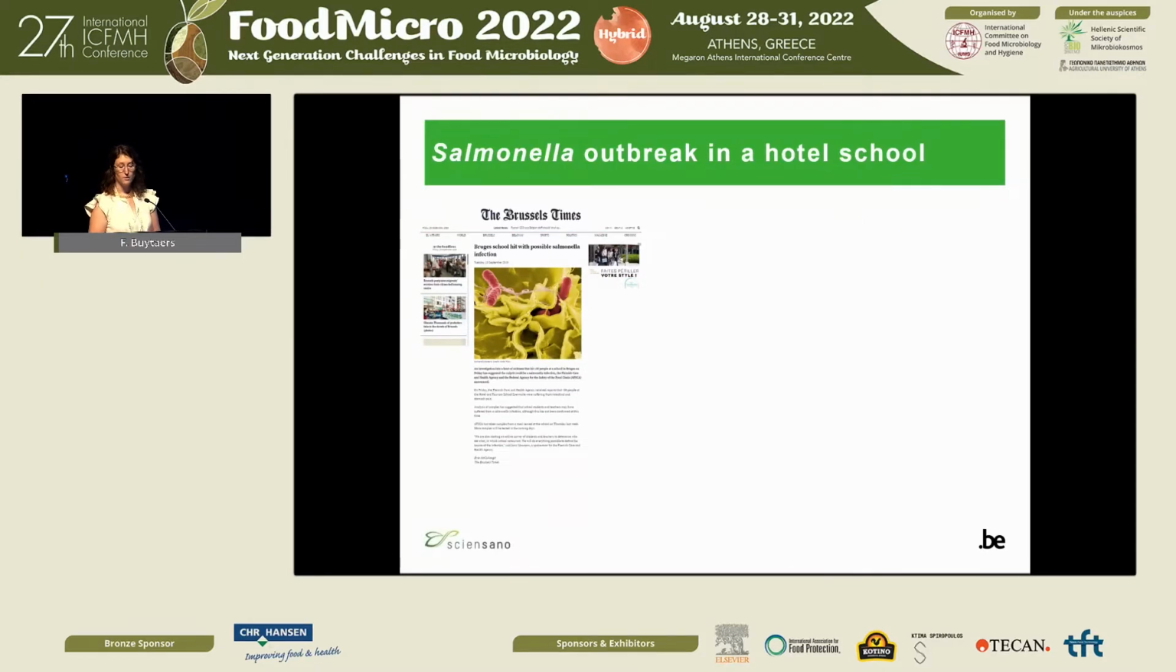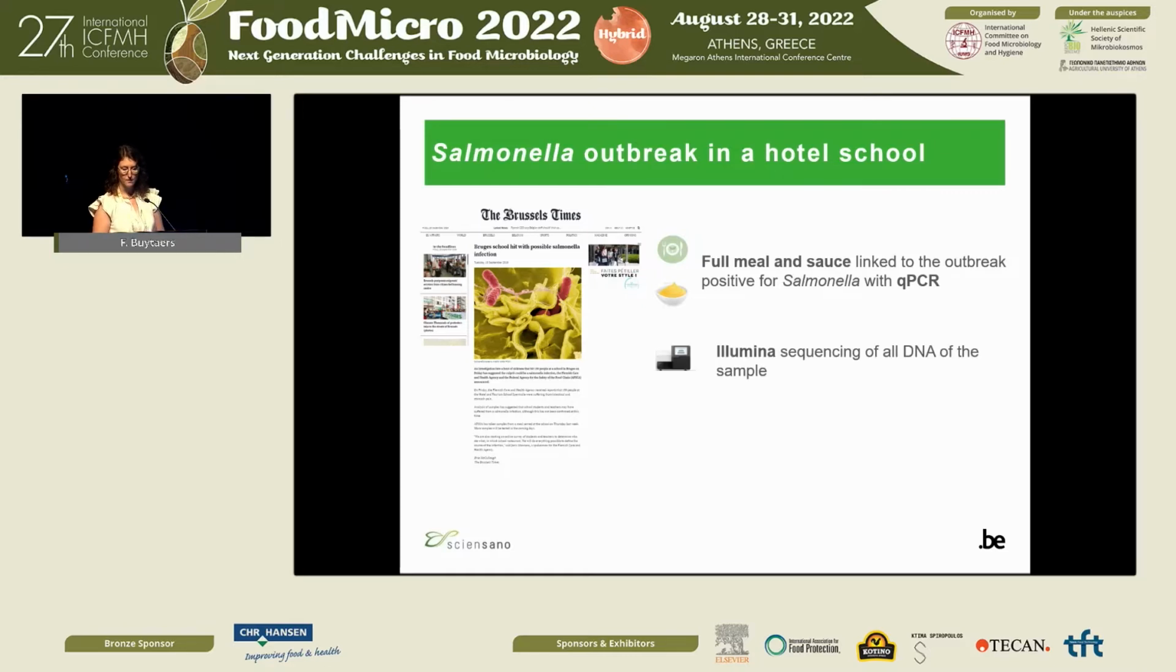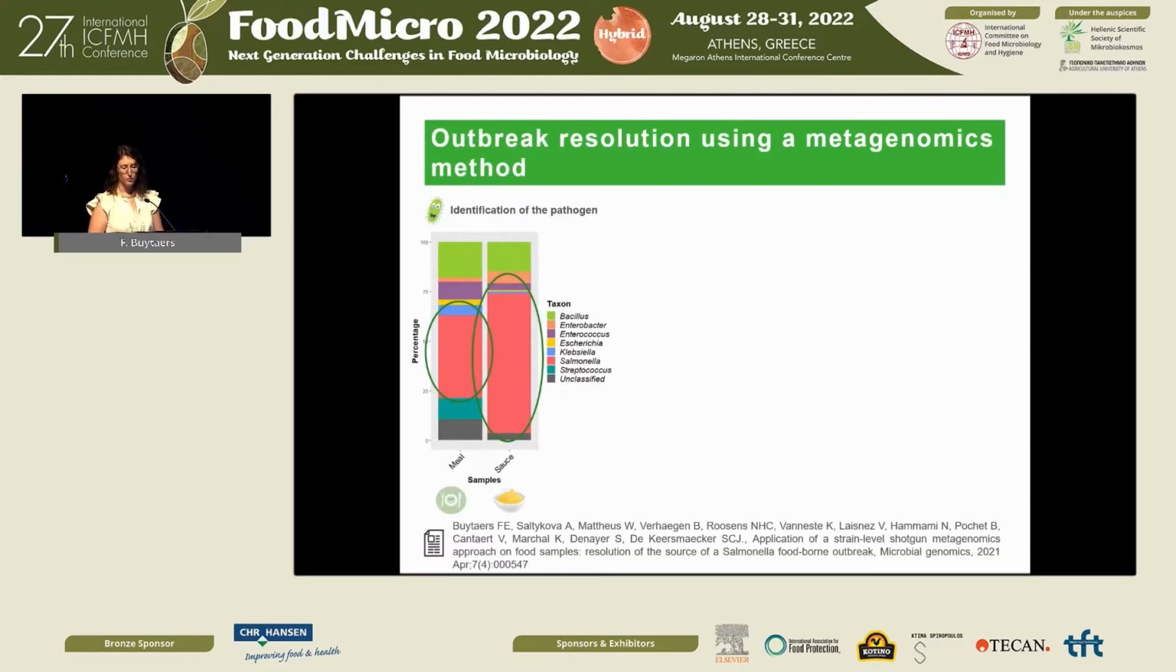Then we worked on a Salmonella outbreak that occurred in a hotel school in Belgium, and we received from the National Reference Laboratory of Belgium the full meal and the sauce that were linked to the outbreak and positive for Salmonella with qPCR. So these samples were also already enriched by the National Reference Laboratory. We sequenced all DNA of the sample using Illumina. And first of all, we did taxonomic classification to identify the pathogen that was present in the sample.